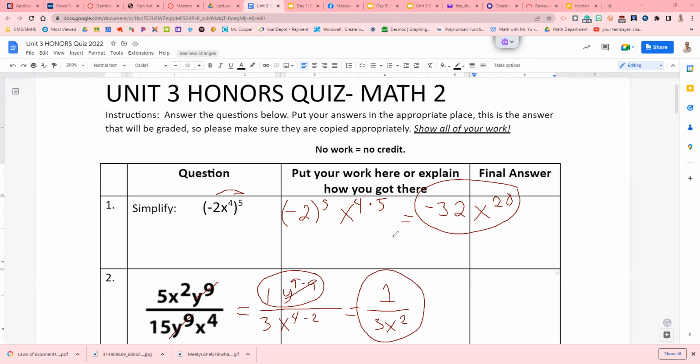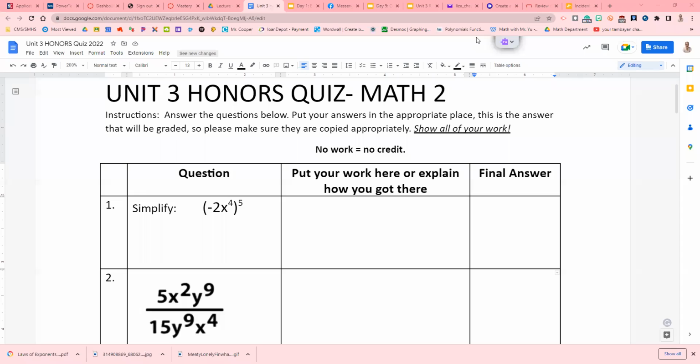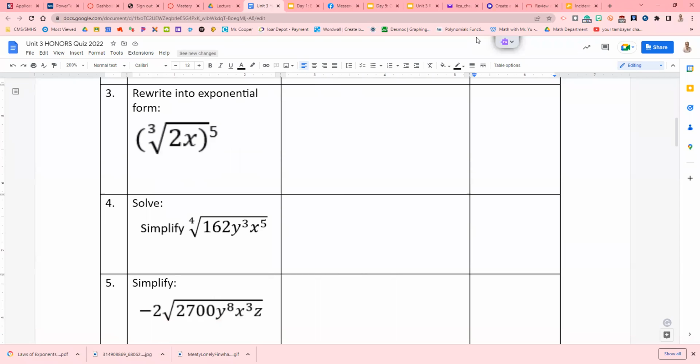Next. For numbers 3, 4, and 5, you're going to rewrite into exponential form. So actually, this is like that. Or if it happens like it would be like that, it should be written as cube root of 2x and then raised to the fifth power.